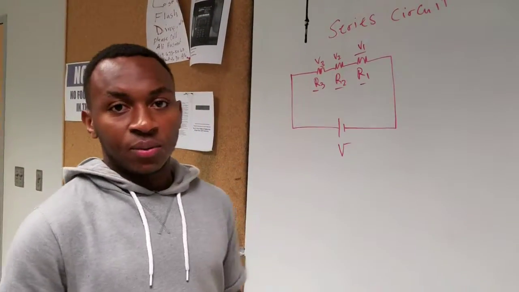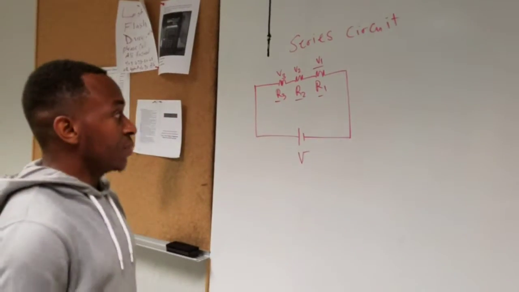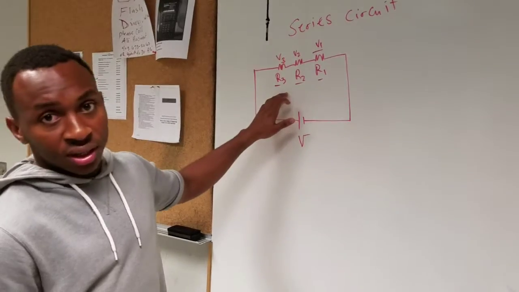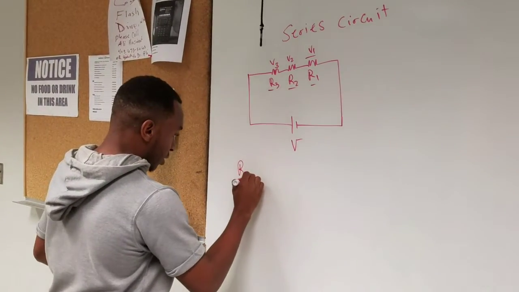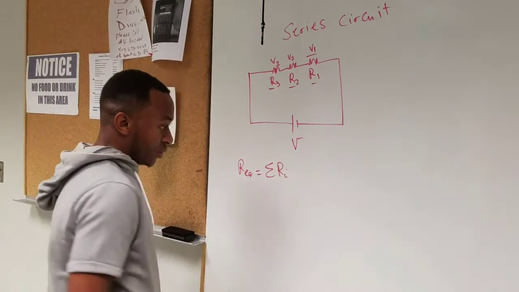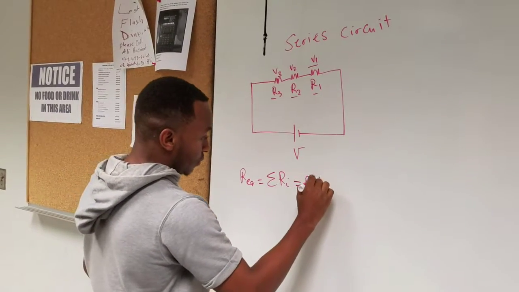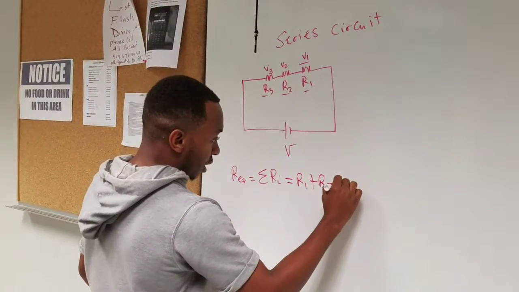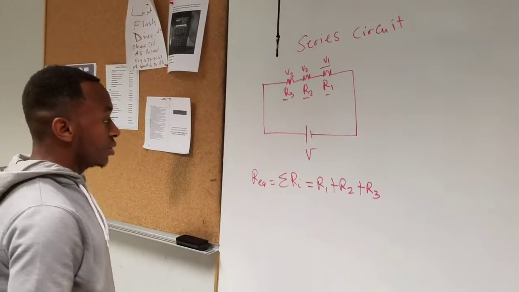Hello guys, my team and I are working on a circuit that has both a series and a parallel in it. First I'm going to show you how to find the total resistance in a series circuit. So total resistance is going to be the summation of all the resistance in it. I have three resistors here, so I'm going to say R1 plus R2 plus R3, and that will give me the total resistance in this circuit.